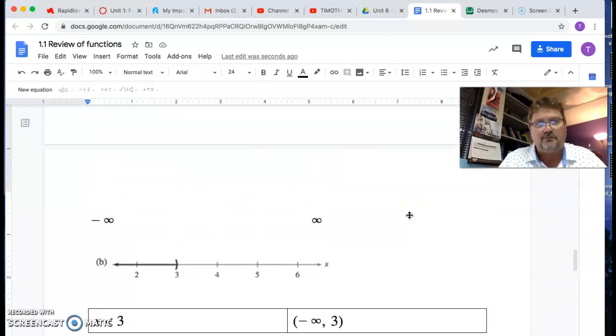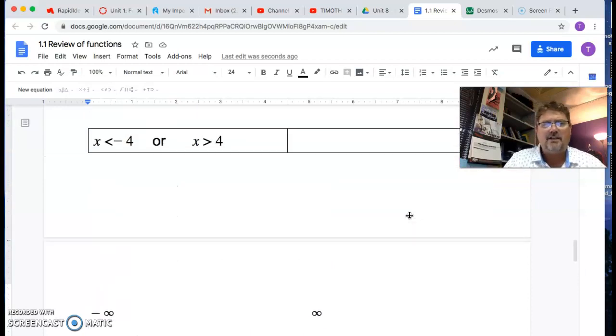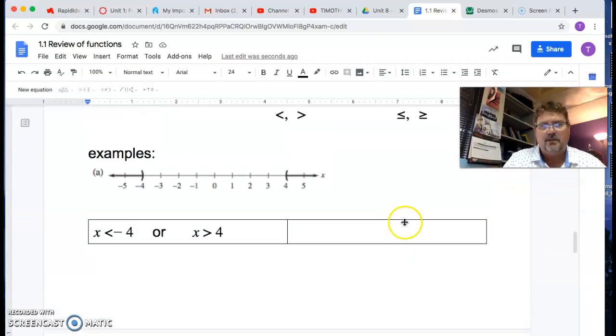Okay, so let's go up here and take a look at this graph, and I think I'm going to have a new symbol for you. All right, so this is a compound inequality, and it says, okay, I need every number less than negative 4, not including, and every number greater than 4, not including. And this is an OR.